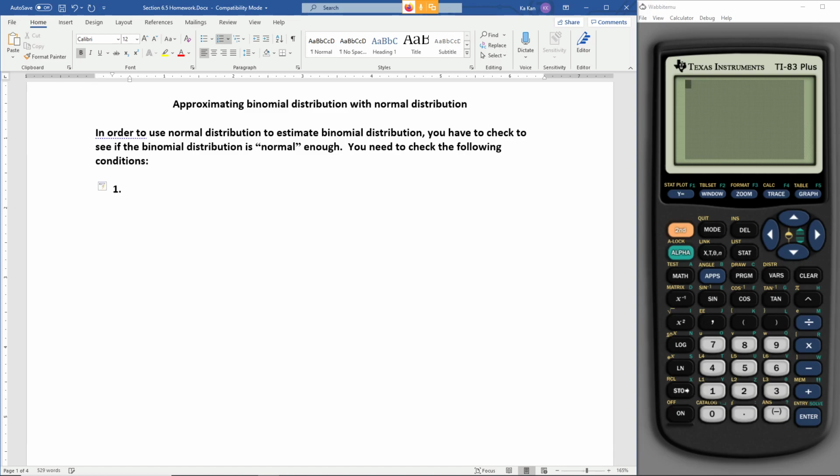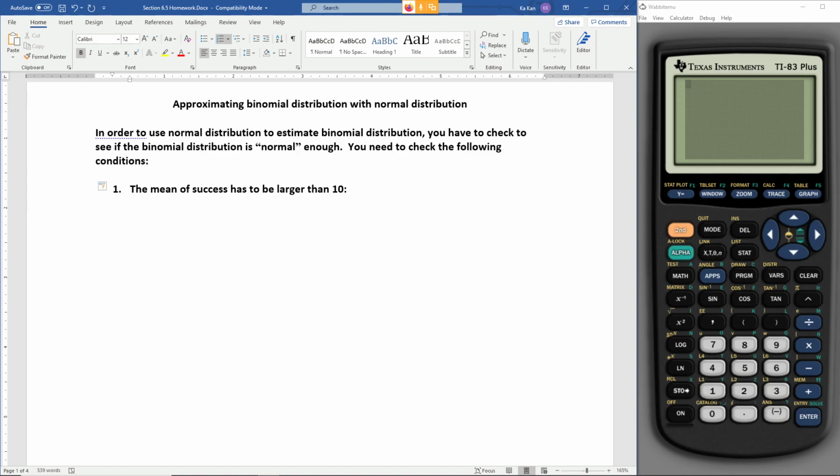One, remember that for binomial distribution, you have n, right? What's n? n is the number of trials, and p is the success rate. So I would say this: the mean of success has to be larger than 10.